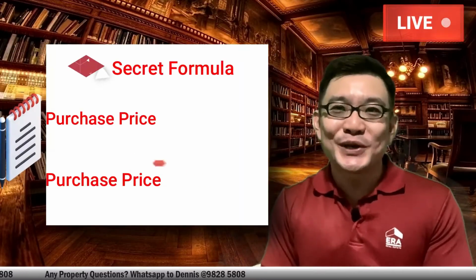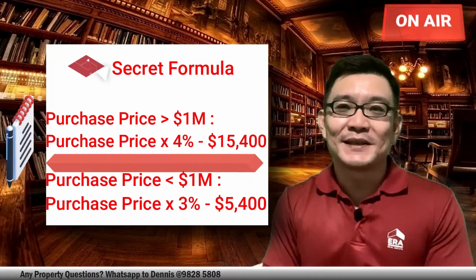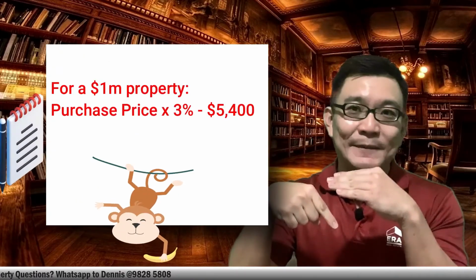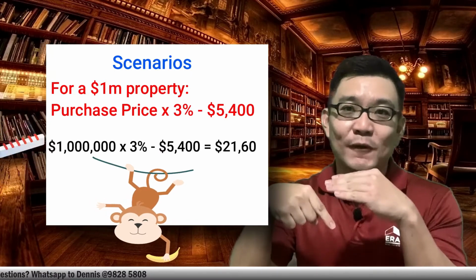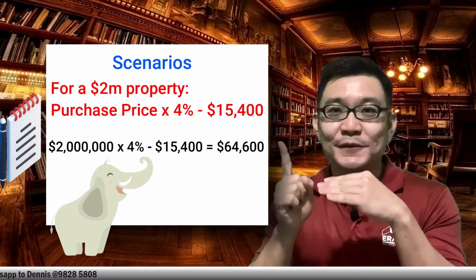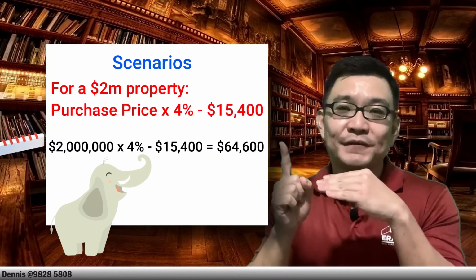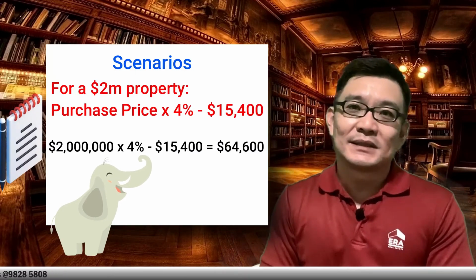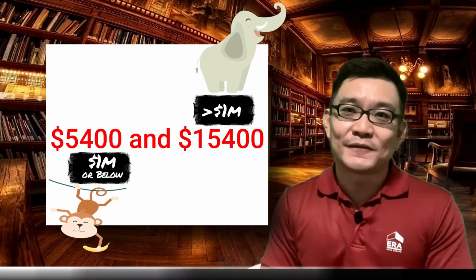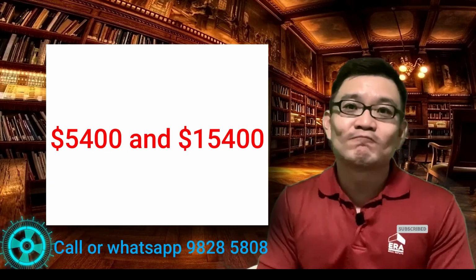So these are the two quick ways to calculate your buyer stamp duty. For property price 1 mil and below, you use 3% minus 5,400. For property price above 1 million, you use 4% minus 15,400. So it's two numbers, 5,400 and 15,400. If you're still confused, call me.